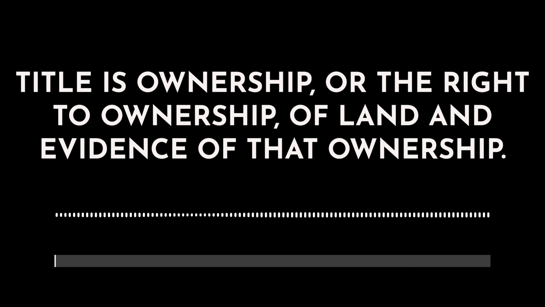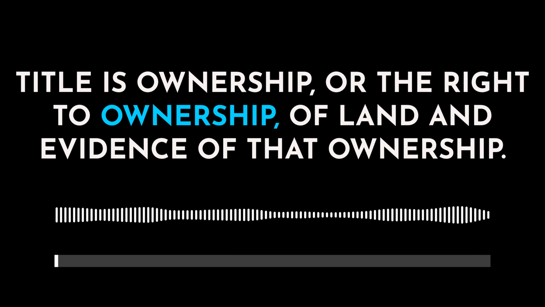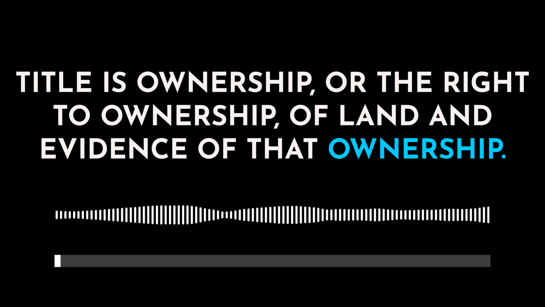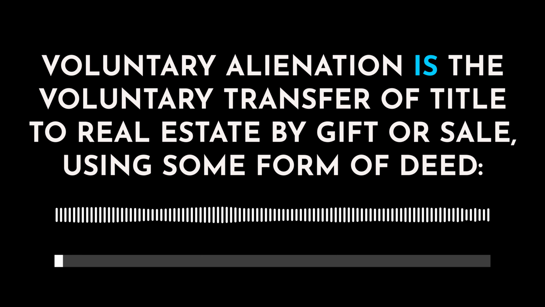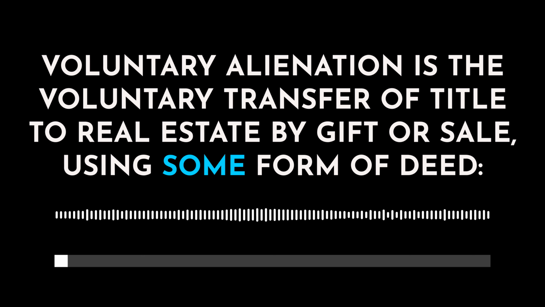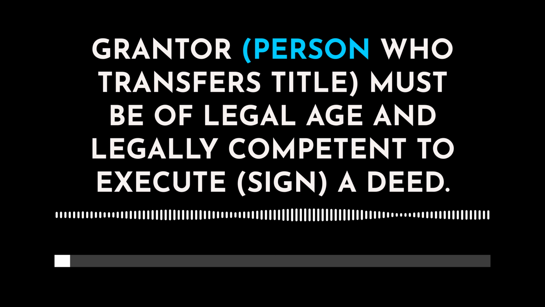Key point review. Title is ownership, or the right to ownership, of land and evidence of that ownership. Voluntary alienation is the voluntary transfer of title to real estate by gift or sale, using some form of deed. Grantor must be of legal age and legally competent to execute a deed.